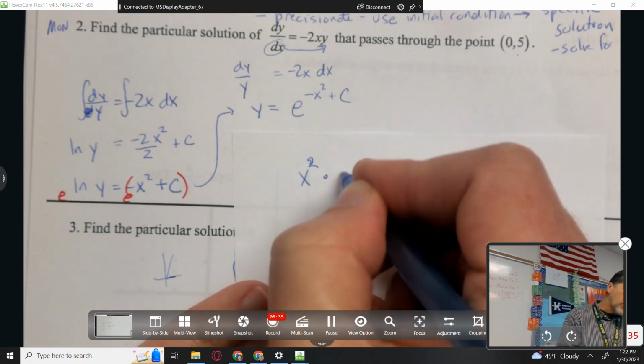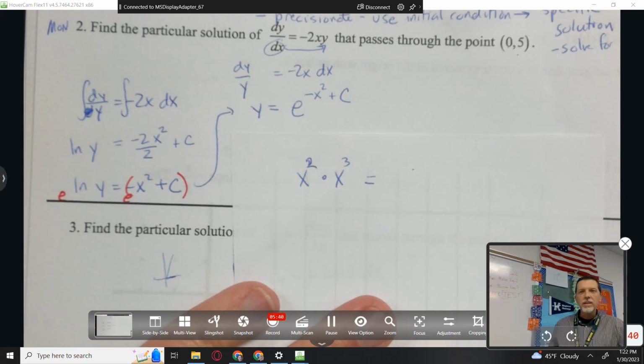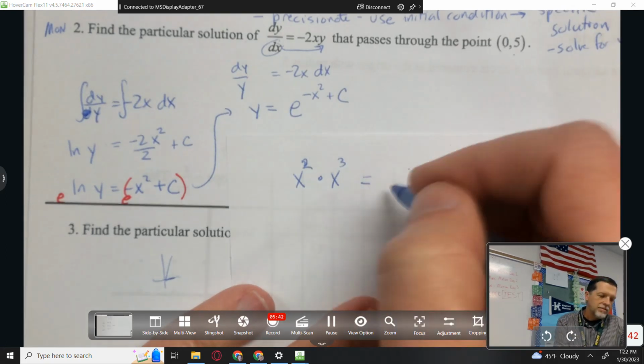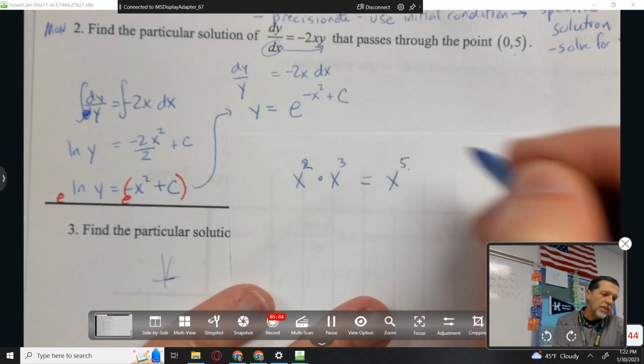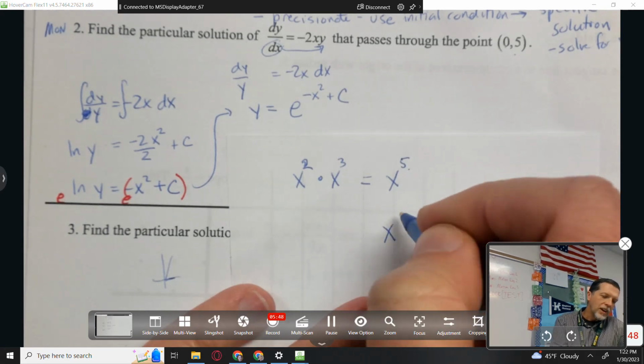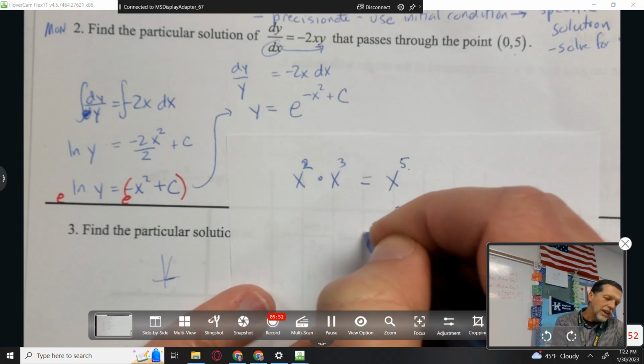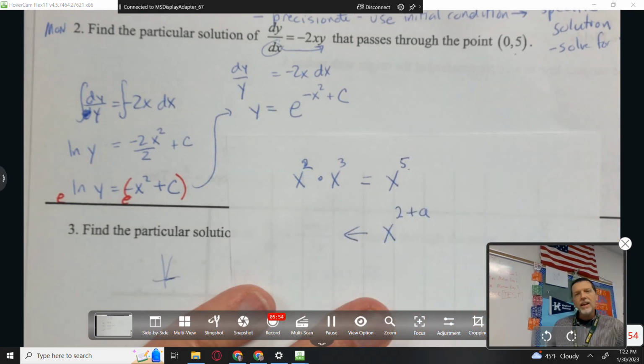If I have x squared times x cubed, what is that? That's x to the fifth. X to the fifth. Yeah. So if I had x to the 2 plus a, how could I rewrite that? We almost never rewrite it this way. x squared times x to the a.